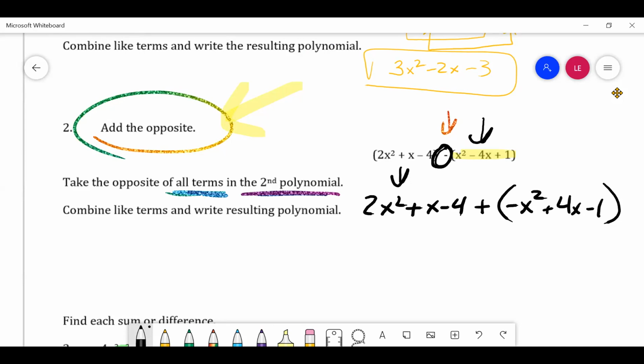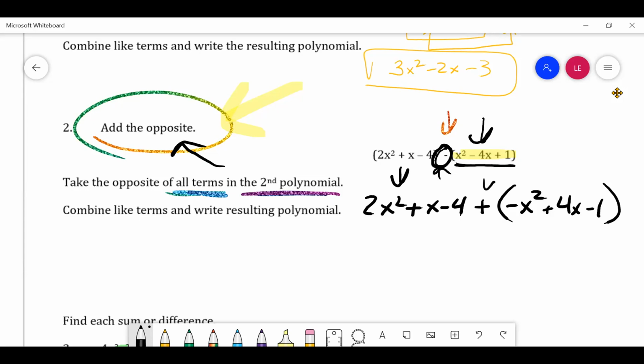Everybody see what I did? You want to change the signs of those three terms, and you change the minus to add. So again, you're going to add the opposite. You change only the second polynomial, not the first one. Everybody good with that?